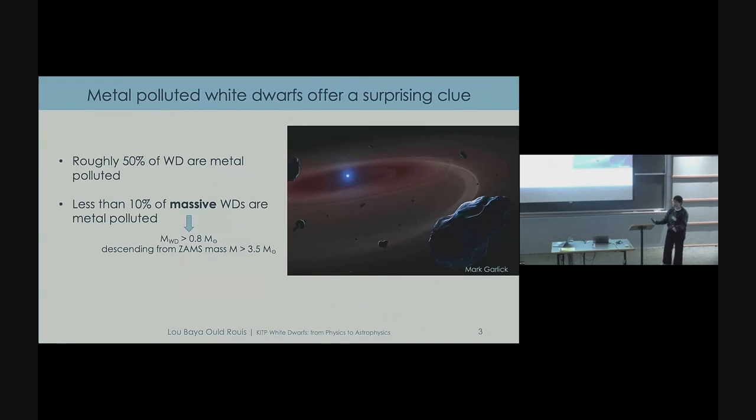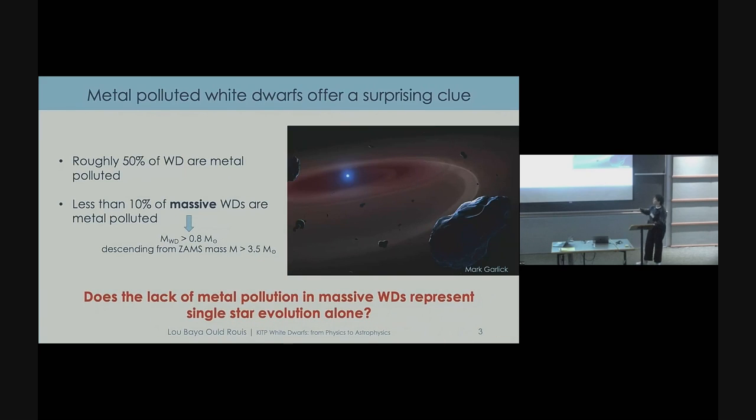So I'm going to give you the punchline right away, and then we're going to go through and figure out the steps of this. But the idea is that roughly 50% of white dwarfs are metal polluted. But then when you look at specific mass bins, you see that it happens to be less than 10% of the more massive ones that are metal polluted. And when I refer to massive in this talk, I'm going to be talking about 0.8 solar masses and up, or 3.5 solar masses on the main sequence. So this raises a question of wondering if metal pollution in massive white dwarfs is representative of single star evolution alone, or if other factors could be at play.